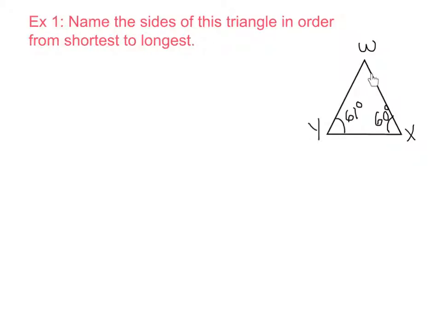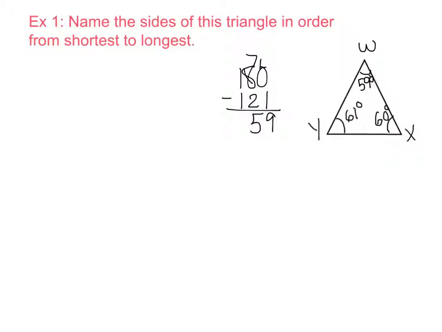Okay, all of the angles will add up to 180. Well, 61 plus 60 is 121. If we subtract that from 180, we're going to get 59. So therefore, the measure of angle W is 59 degrees.